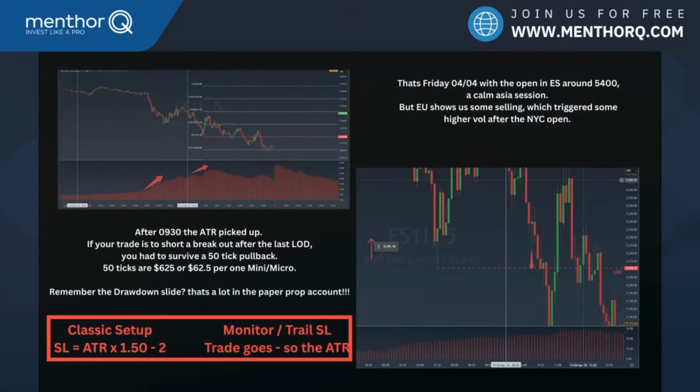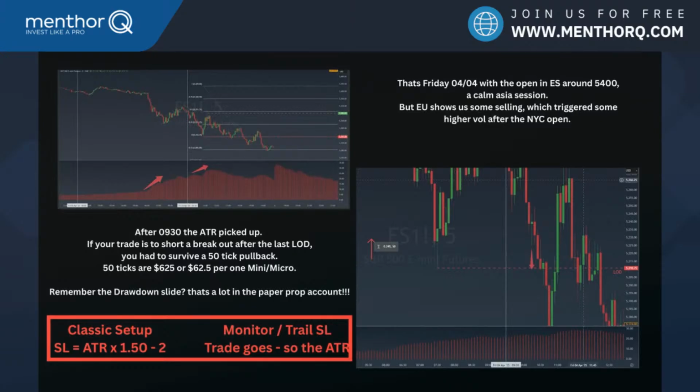And this is a good example here. That's from Friday, the 3rd of April. The ES opened around 5,400 with a calm Asia session. The EU has showed some selling, which triggered some more selling and high vol after the New York City Open. And even on the daily chart with the ATR, you can pretty easily spot how your setup may change, also when the market is open and also when news are hitting. Of course, it is an indicator, and indicators are always delayed, like here in this example for 5 minutes.